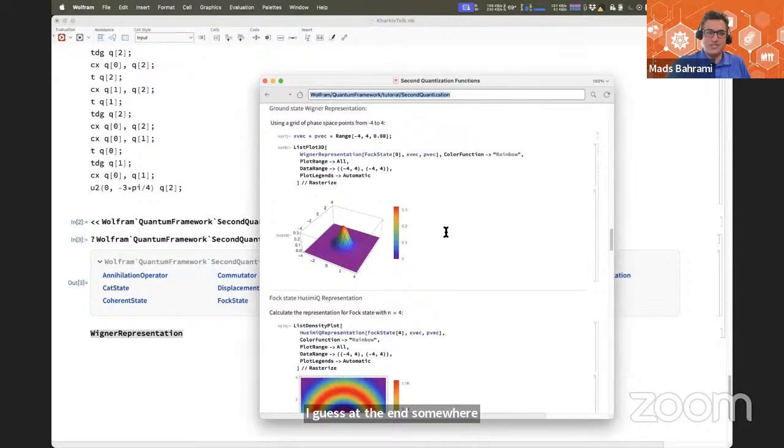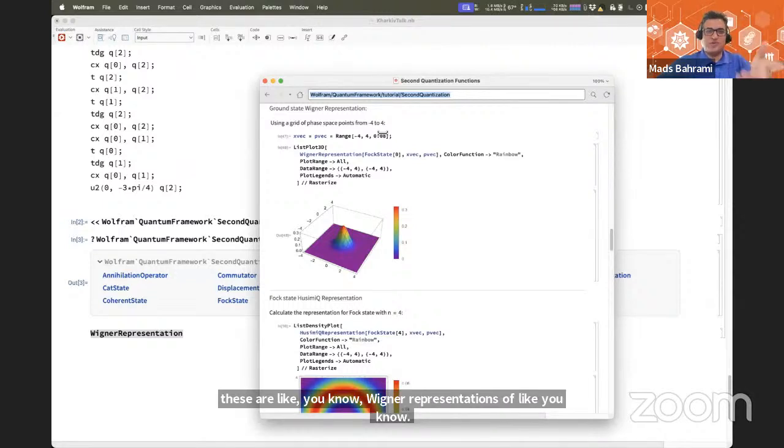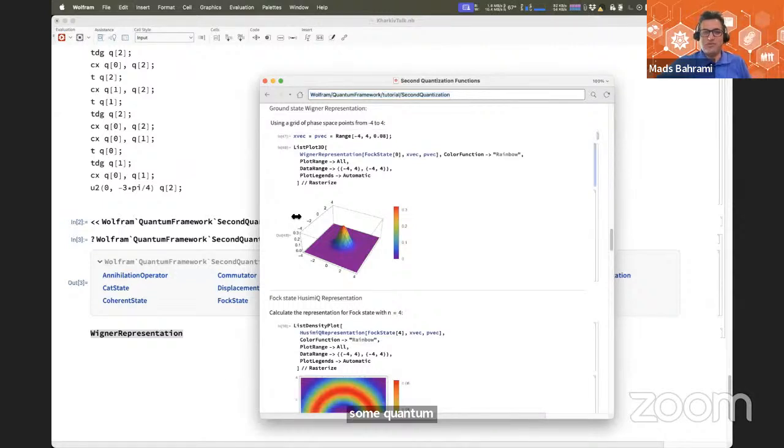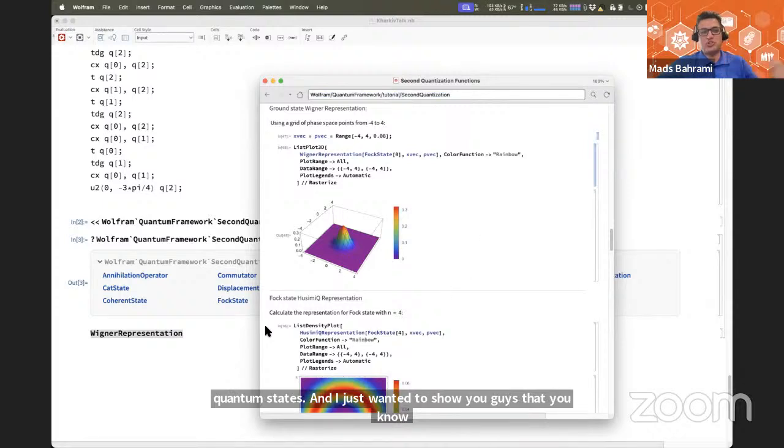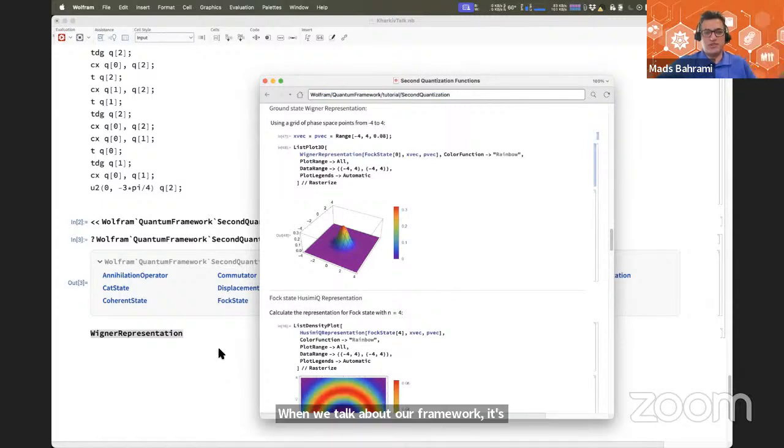Yeah, you see here, these are Wigner representations of some quantum states, and I just wanted to show you guys that when we talk about our framework, it's not just about quantum computing. It supports many other things.